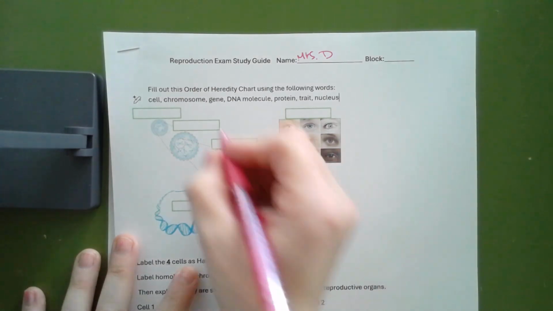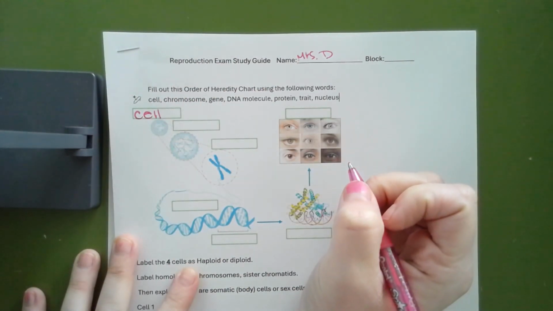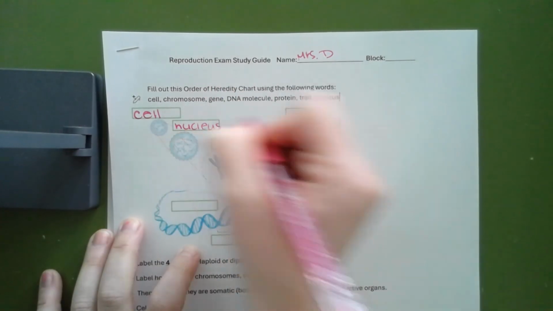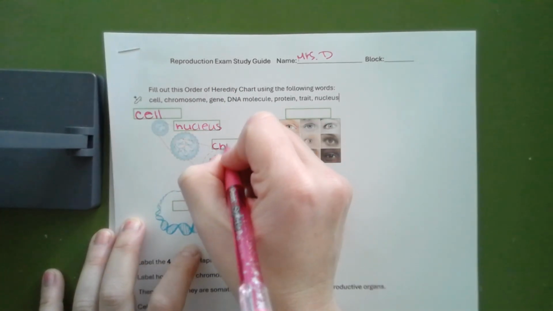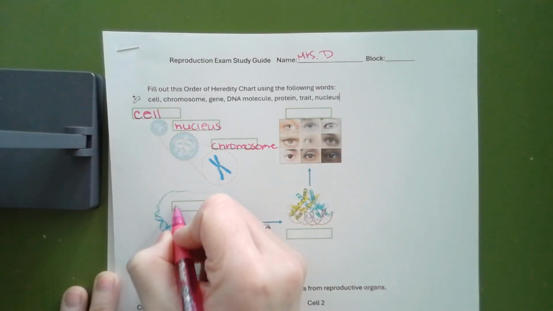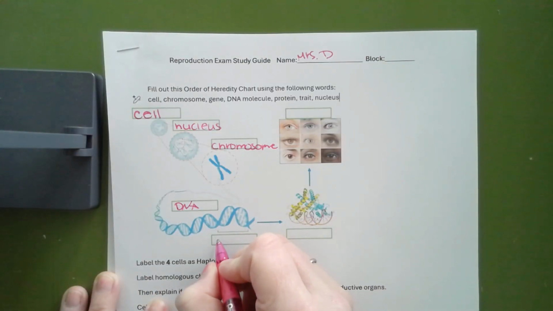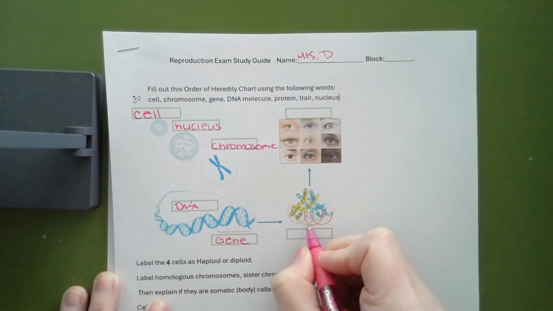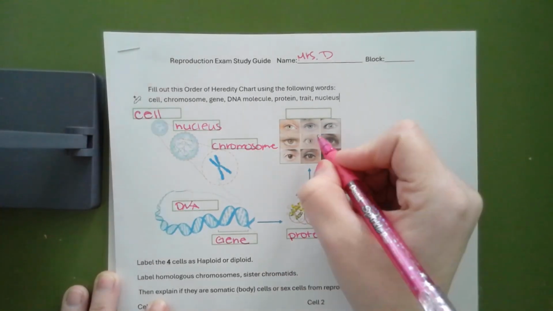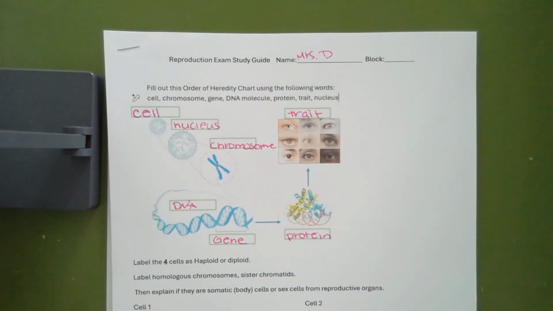We have cell. What's the next one? Nucleus. The next one? DNA. What's a section of DNA? What's that? Trait. And that's a trait. Fantastic. All right, moving on.